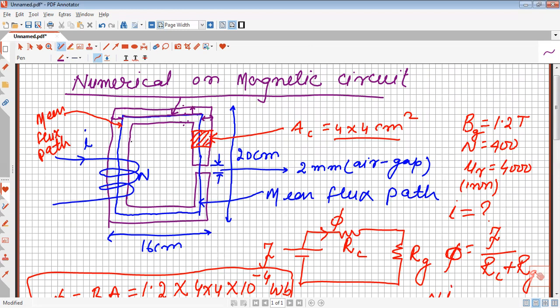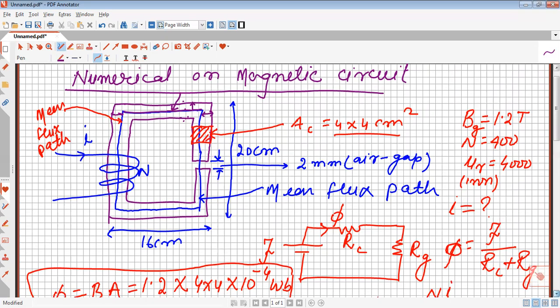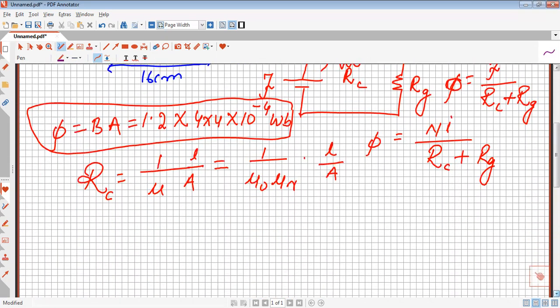The same length will be here. So for this length, the whole length is 20, so 20 minus 2 here, minus 2 here. So 4 will be subtracted. So this length will be calculated, this length will be calculated, this length will be calculated, and this length is also calculated, but the air gap length we have to subtract also from here. So I am going to write how much the length of the core will be.